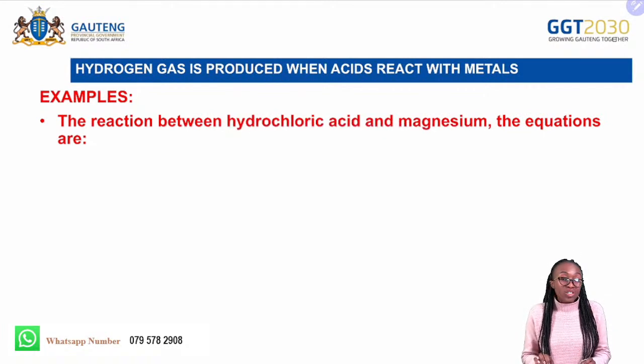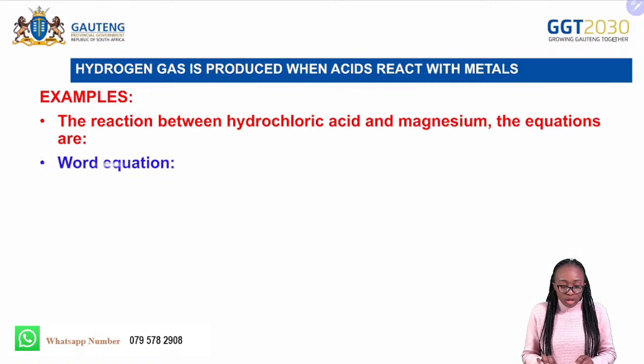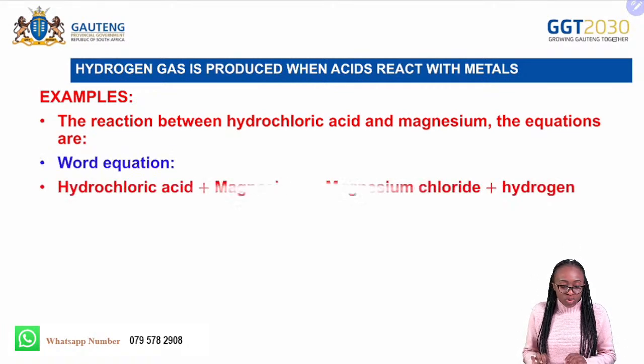So now the reaction between hydrochloric acid and magnesium. So here are the equations. We'll start off with the word equation in our example. So this is the word equation. Hydrochloric acid reacts with magnesium to produce magnesium chloride and hydrogen.